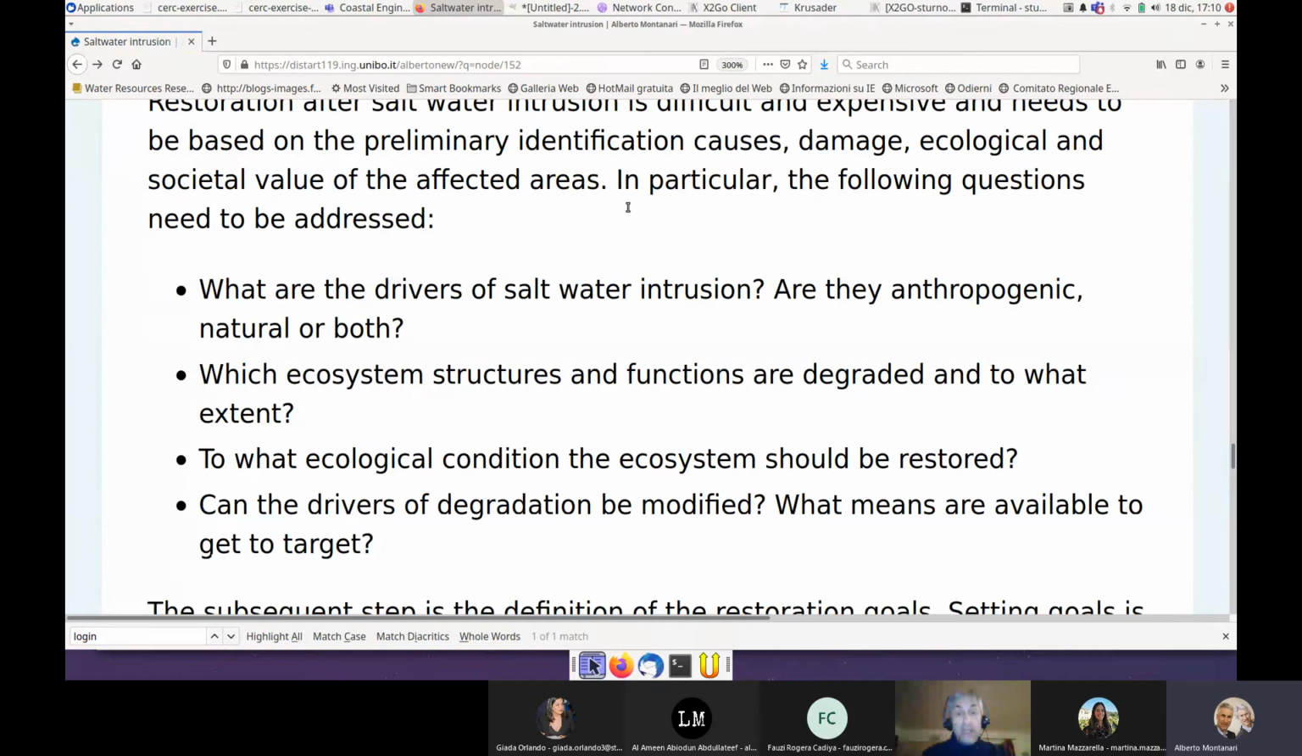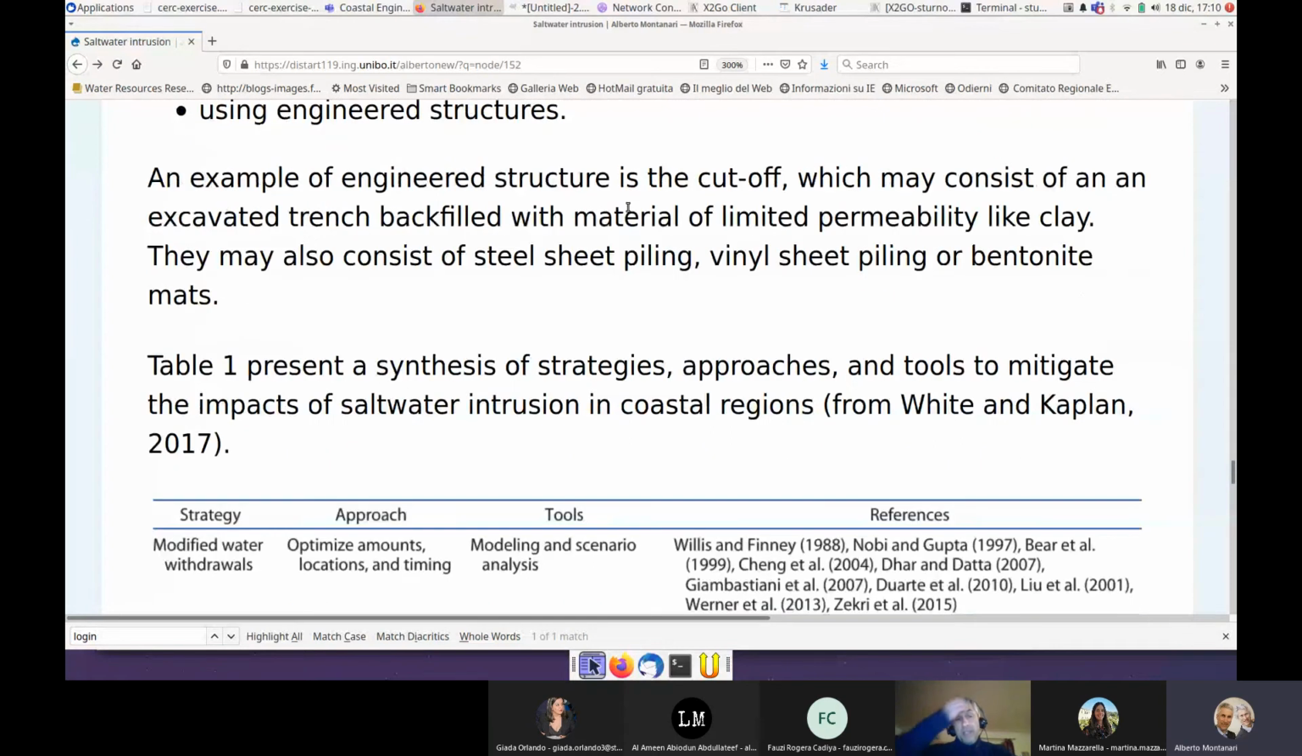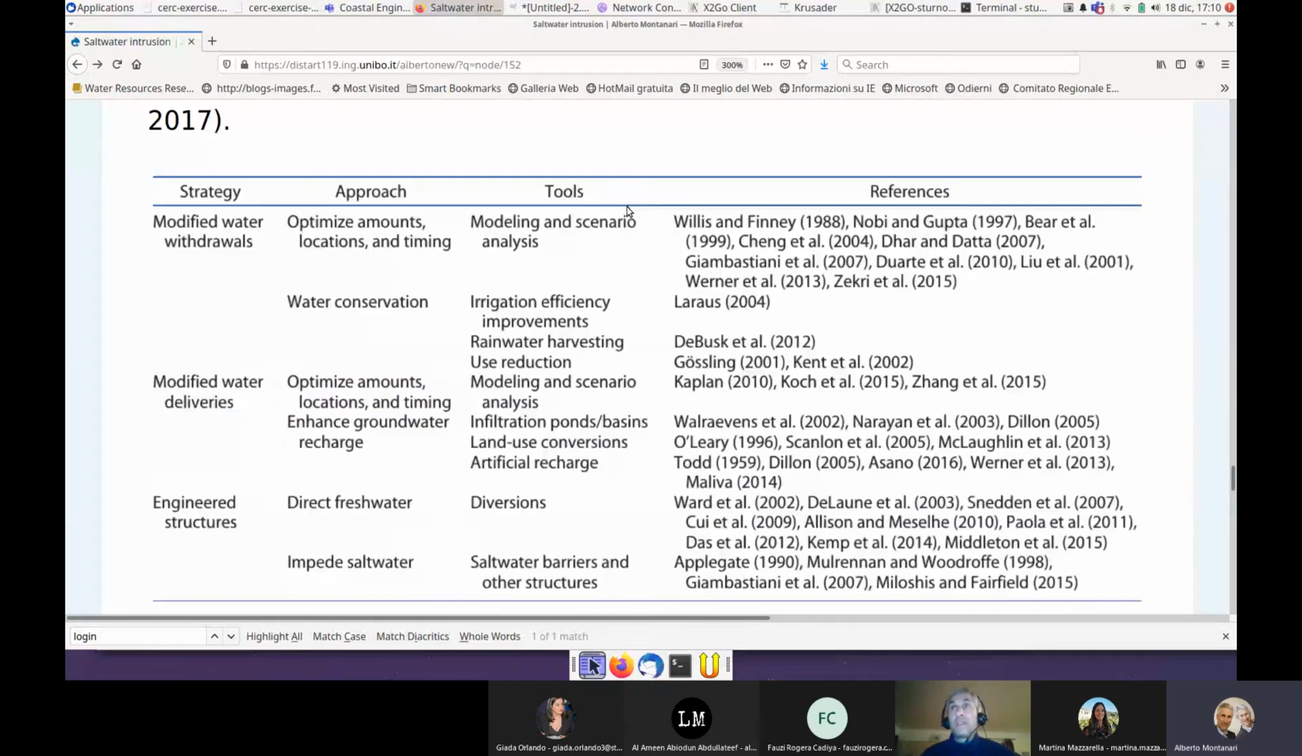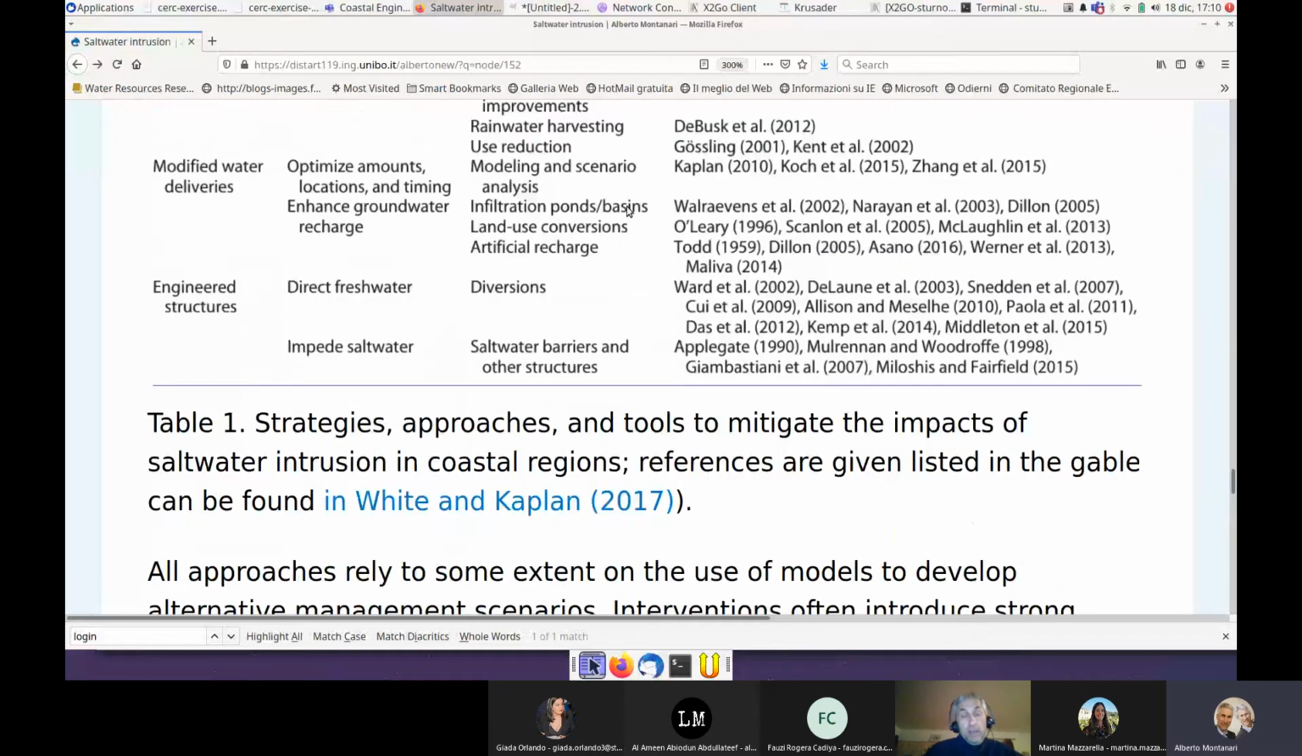And these are some examples. Some of them are listed here. Other strategies may be to limit the groundwater withdrawal. And here there is a table on my website that provides a summary of the different interventions that you may adopt. There is a lot of literature which you may consult.